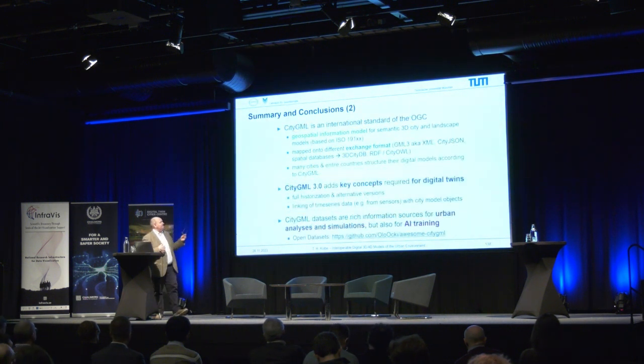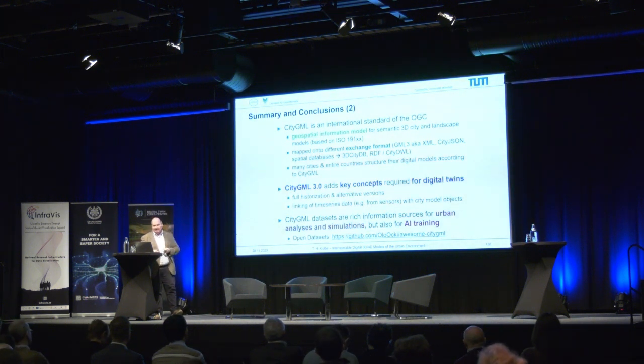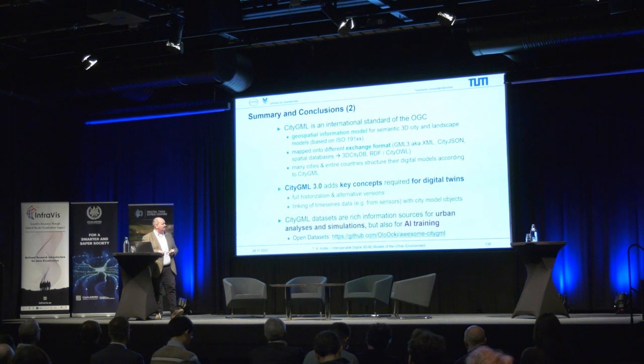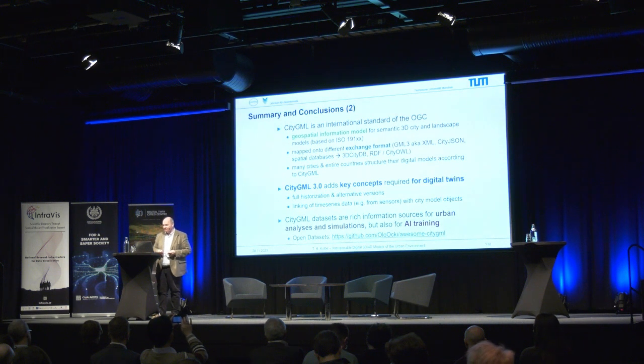And finally, the CityGML standard is an international standard of the OGC that is useful in this context, I would say. It is a geospatial information model, and it's based on a number of ISO standards, and it's directly mapped onto the GML exchange format, but it can also be mapped onto different exchange formats. In the new version, it adds some key components for digital twins: one was the versioning module, and the other was linking to sensor data and time-dynamic data. And finally, CityGML datasets are also very rich information sources for urban analytics and simulations, especially also for AI training.